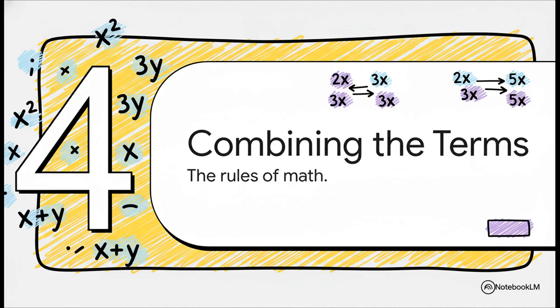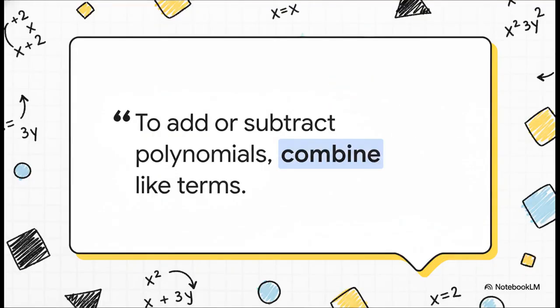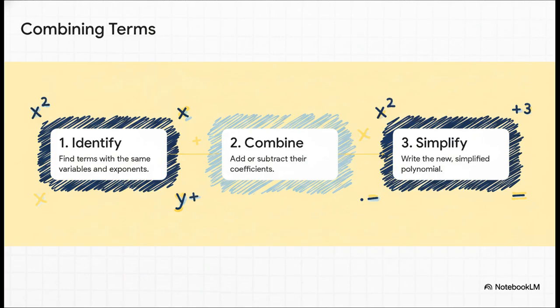Let's look at the basic rules of the road for adding and subtracting these things. This right here is the golden rule. It's the one thing you absolutely have to remember for adding and subtracting polynomials. You combine like terms. So the big question is, what in the world are like terms? It's really just a simple 3-step process. First, you look for terms that are alike, meaning they have the exact same variables and exponents. So an x squared term can only be combined with other x squared terms. Then you just add or subtract the numbers in front of them, their coefficients. And finally, you just write out your new, cleaner, simplified polynomial.